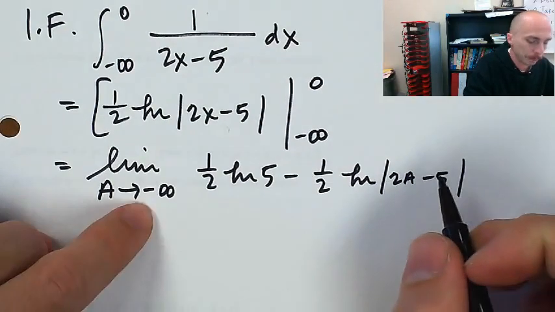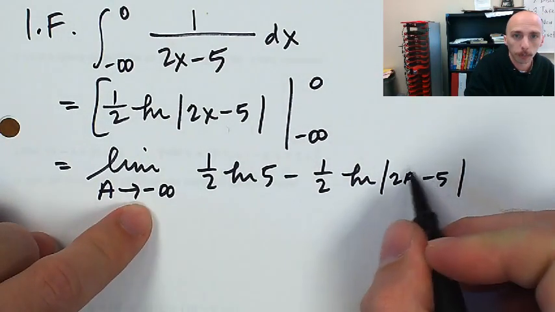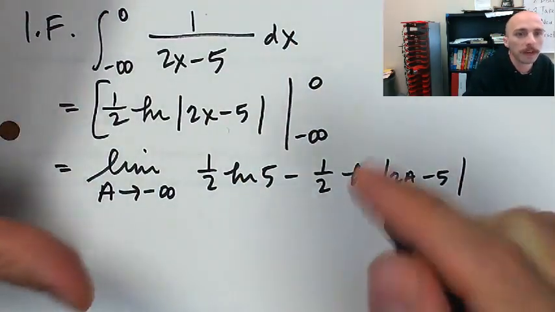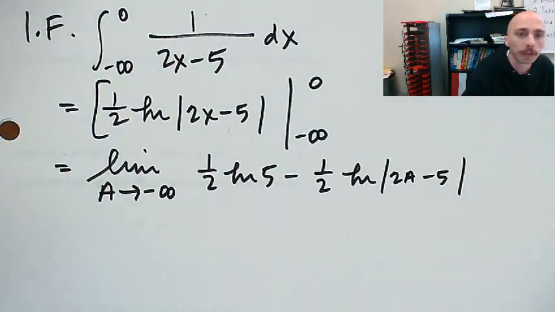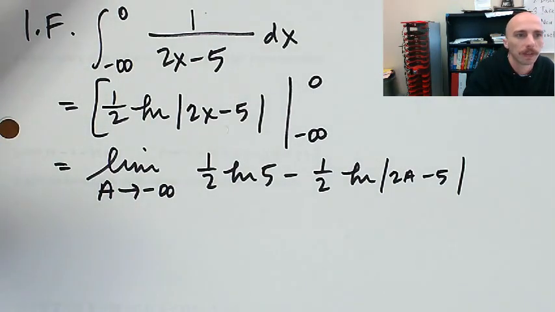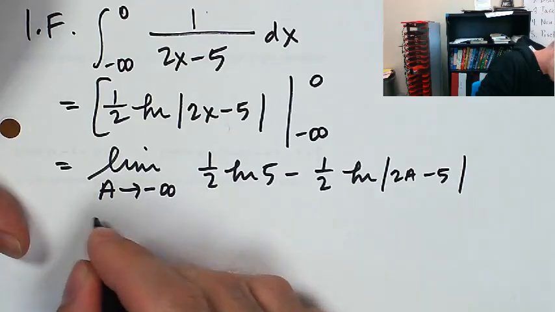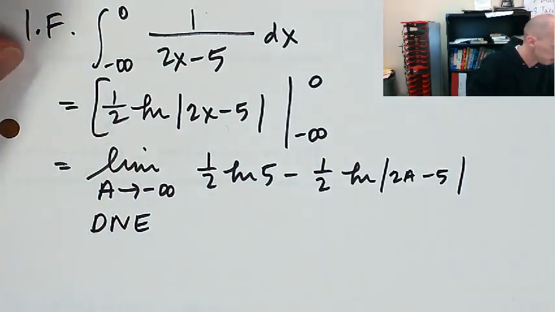As a approaches negative infinity, this whole thing is going to approach negative infinity. The absolute value will approach positive infinity, and as you know, when the argument of a log approaches positive infinity, the log itself needs to approach infinity as well. So I think I've got negative infinity, because 2x minus 5 is a negative number when x is negative. So this approaches negative infinity. We can say the limit fails to exist, and the integral diverges.